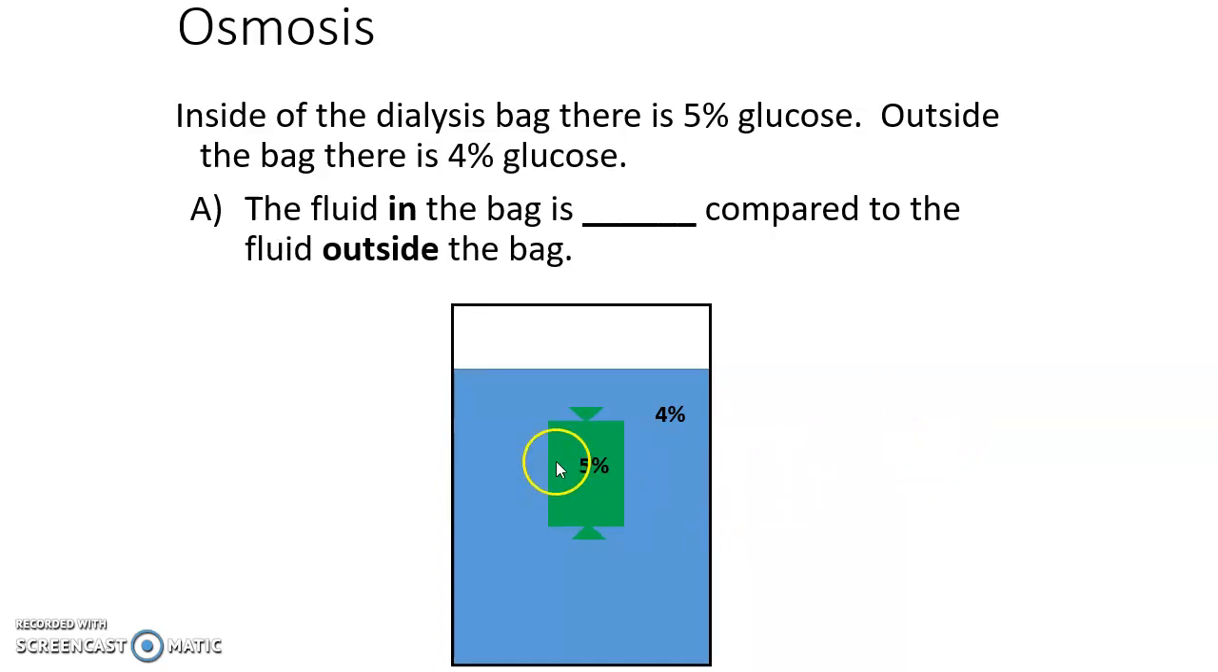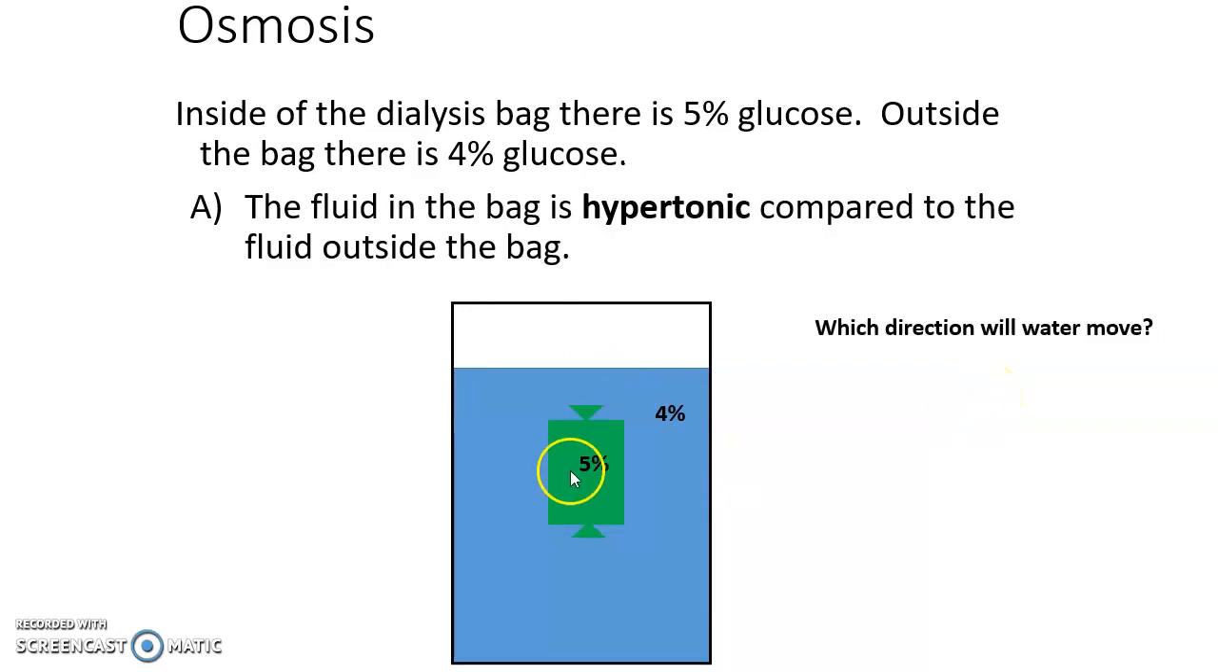All right, here's another example. We've got 5% glucose solution in the bag, 4% glucose solution in the beaker. The fluid in the bag is what compared to outside of the bag? It is hypertonic still, 5 to 4. 5 is a bigger number, so still hypertonic. Which direction will water move? It will move into the bag. Again, technically water moves both ways, but the net movement is into the bag, going to the hypertonic solution.